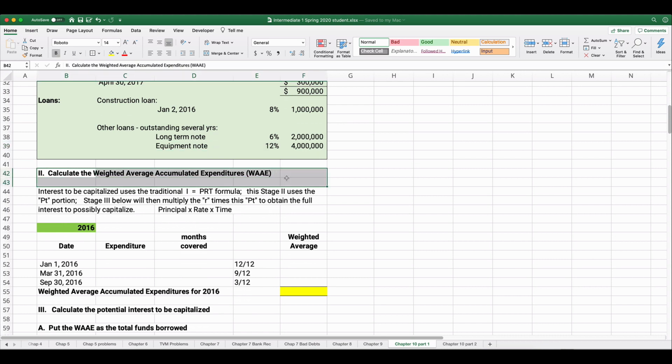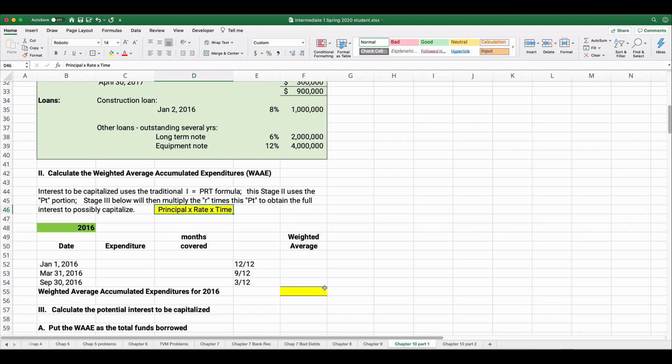Okay? So the first thing we're going to do is calculate something called the weighted average accumulated expenditures. Expenditures is a fancy way to say cash payments. So expenditures is not an expense. What is the weighted average accumulated expenditures? Now, here's what I want you to think about: the interest formula. The simple interest formula is principal times rate times time. So what we're going to do is figure out the weighted average amount of expenditures, the weighted average accumulated expenditures.